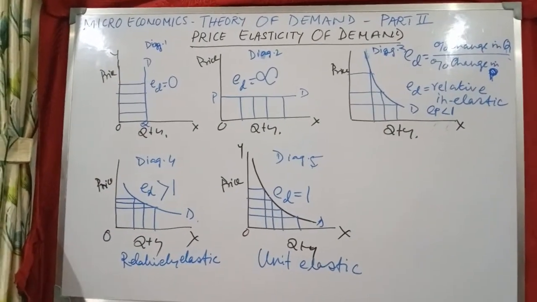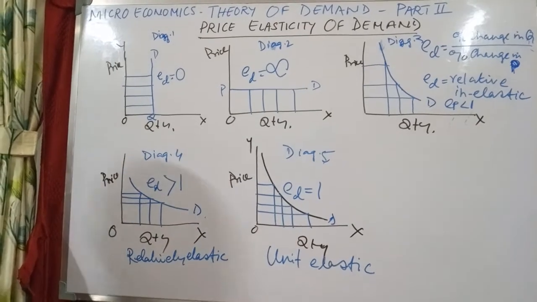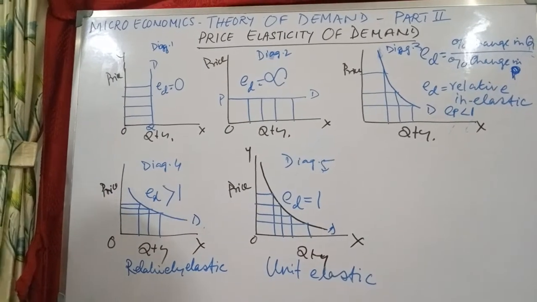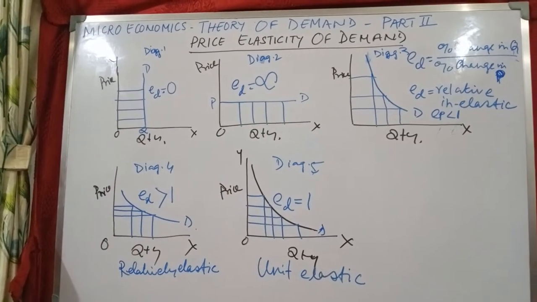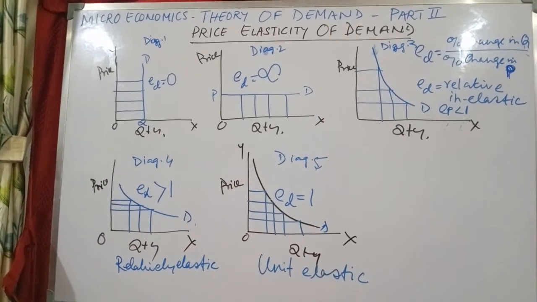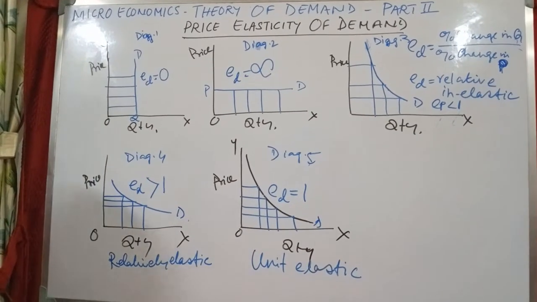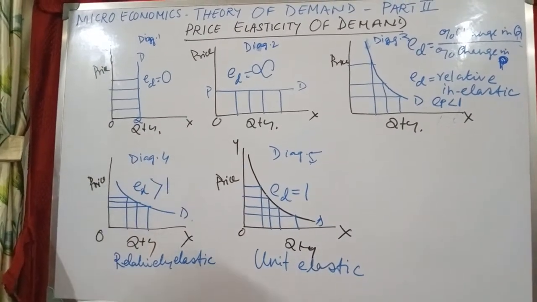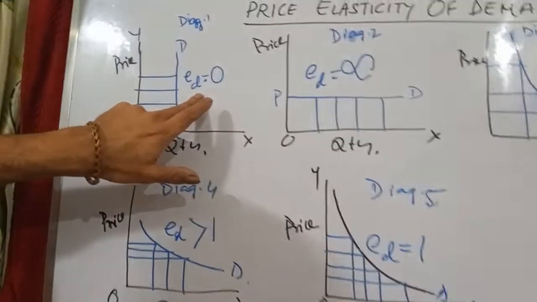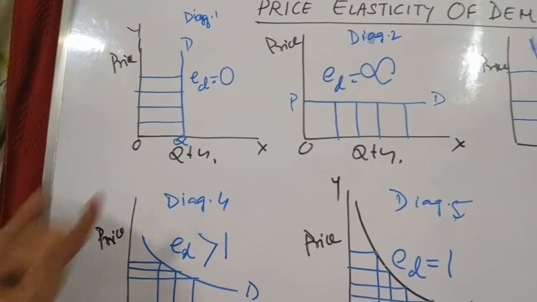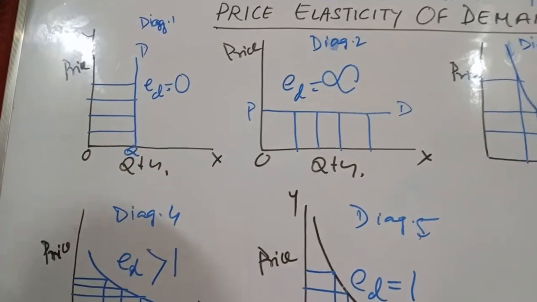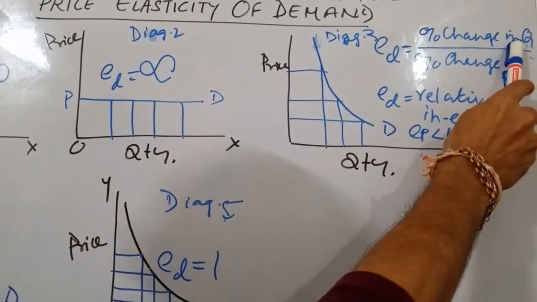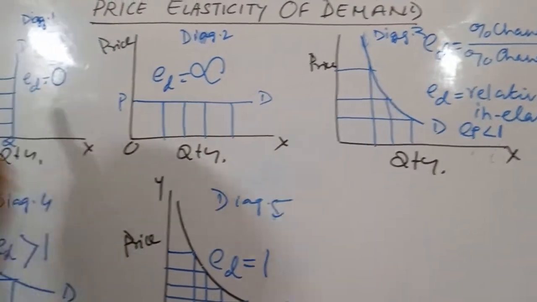So we see broadly there are 4 shapes of demand curve, and in accordance with the shapes, the elasticity changes. When the demand curve is a vertical straight line and parallel to y-axis, price elasticity is 0. Why is ED 0? Because there is no change in quantity demanded, and in the formula, percentage change in Q becomes 0. So 0 by something is 0. So ED is 0.